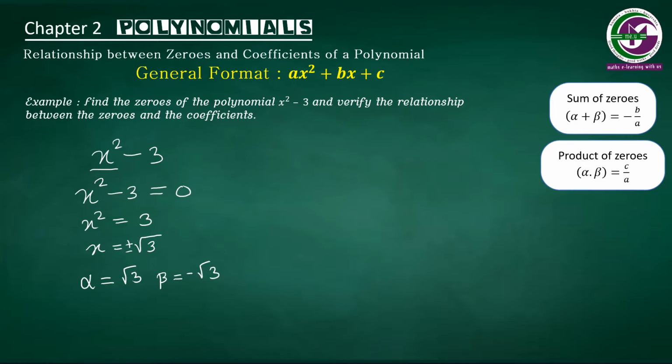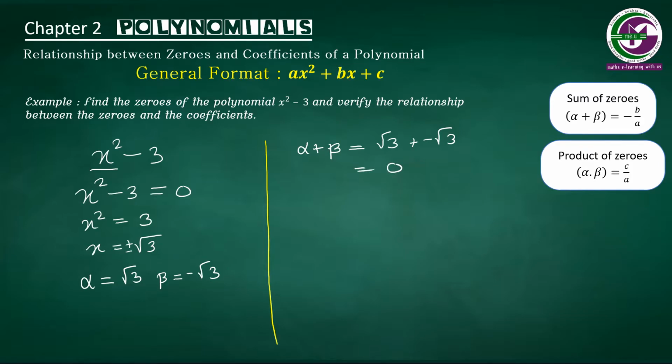3 are the zeros. Now the second part, verification. So we need to verify alpha plus beta equals minus b by a and alpha into beta equals c by a. So we'll check. First we'll find alpha plus beta. Alpha plus beta is root 3 plus negative root 3. So root 3 plus negative root 3, we know that it is 0.